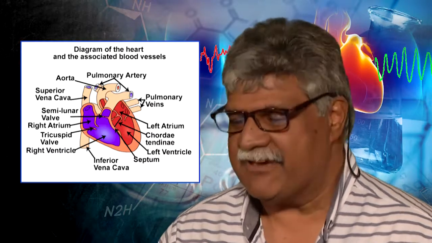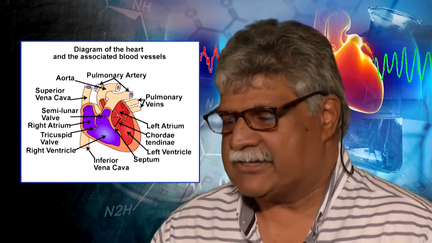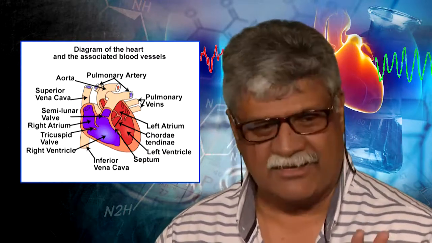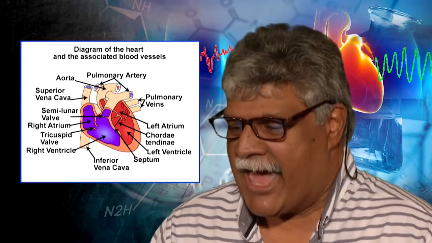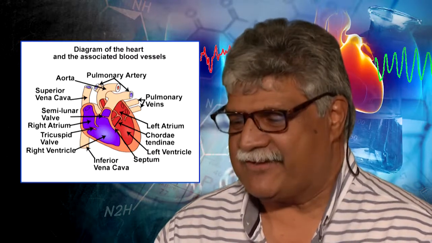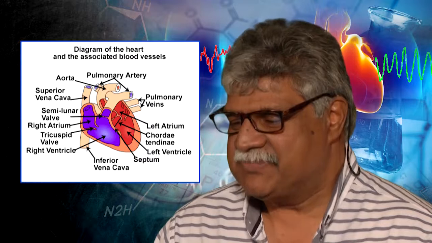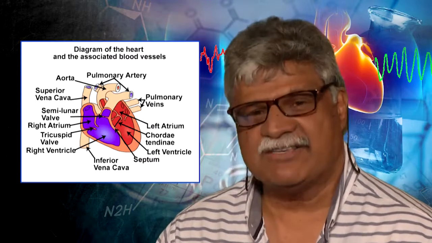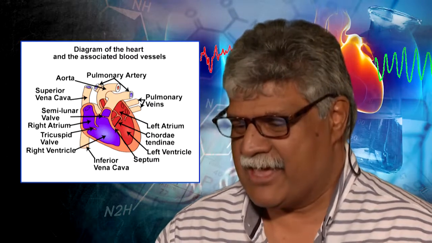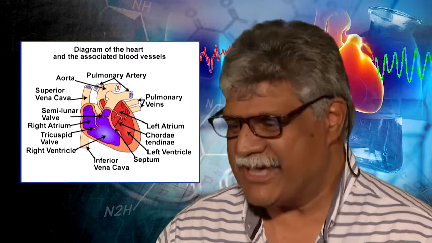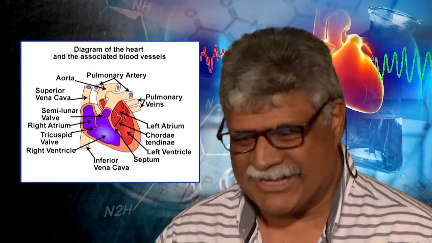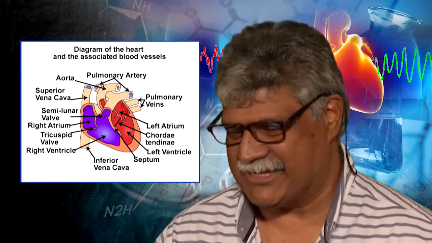Now, if we look at the left side of the heart, and I will remind you that the left side of the heart deals with oxygenated blood, hence colored red. And if you look at the pulmonary veins that come into the left atrium, these pulmonary veins bring in oxygenated blood from the lungs into the left atrium. And of course, I'll remind you again, the pulmonary vein is the only vein in the body that transports oxygenated blood. Normally veins transport deoxygenated blood.